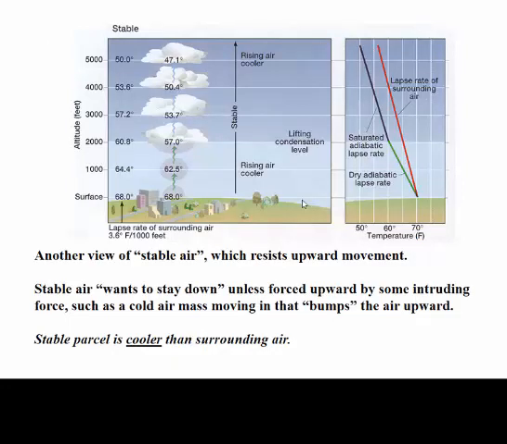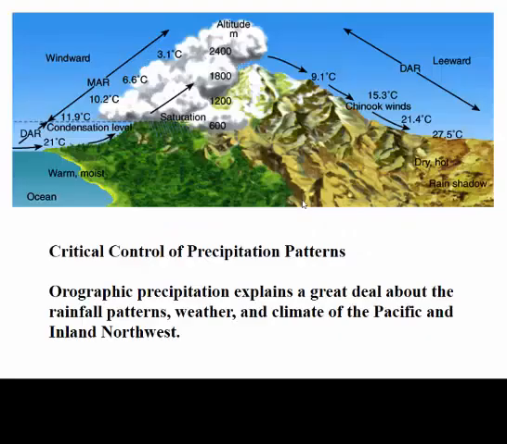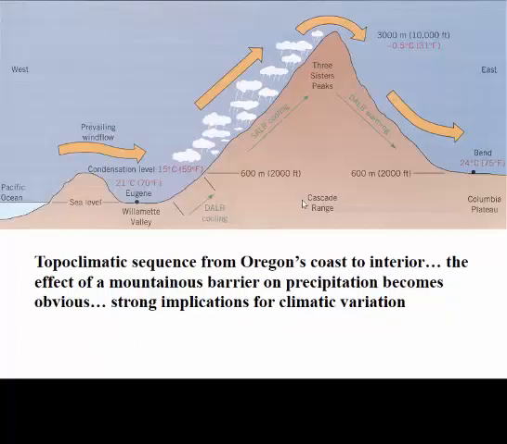And you can look at examples of your stable air. Stable air wants to stay down, unless it's forced upward by a force such as a cold air mass that bumps it upward, or perhaps mountains or whatnot. And then you can see the precipitation patterns and topography right here.